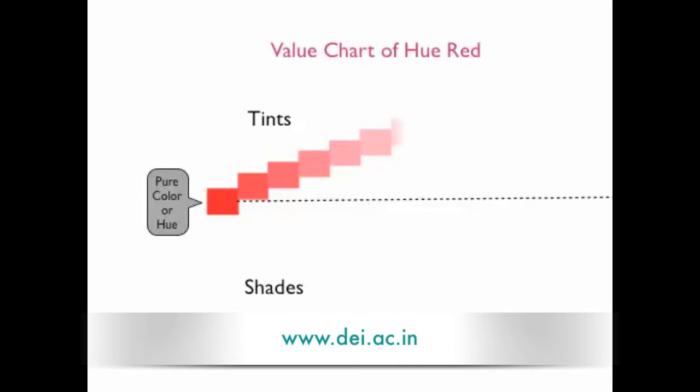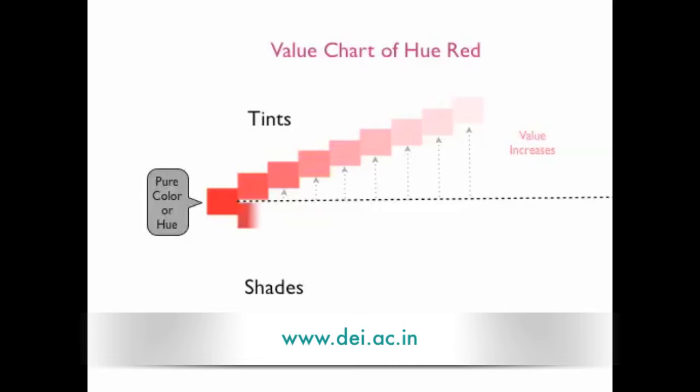Intensity is the brightness or dullness of a hue. One may lower the intensity by adding white or black. Value is a measure of the amount of light reflected from a hue. Those hues with a high content of white have a higher value.